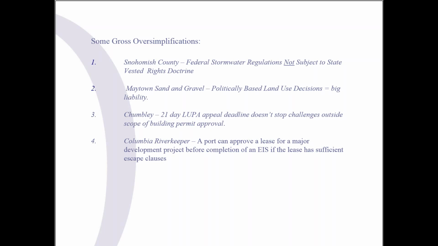What Chumbley held, though, was in that particular case, dealt with a building permit decision, and their allegations that the jurisdiction hadn't properly reviewed impacts to critical areas, steep slopes in particular, on some off-site drainage. And since the building permit application didn't cover the proposed off-site drainage improvements, the court held that 21-day rule did not apply. So it's a little different result than what we're used to dealing with the 21-day rule.